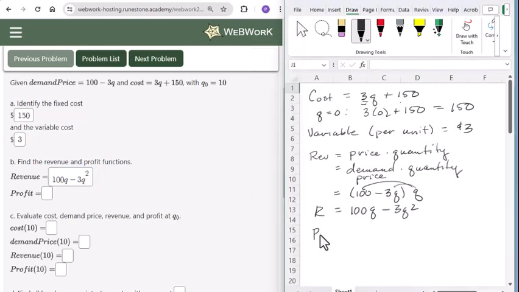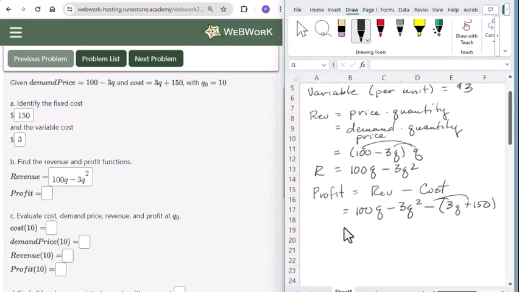Now profit is revenue less cost. We just found the revenue function, 100Q minus 3Q squared. Take away, now the cost function has more than one term, so you'll want to put parentheses around it, and then the negative is going to distribute through. 100Q minus 3Q squared minus 3Q minus 150. We could simplify, get negative 3Q squared plus 97Q minus 150.